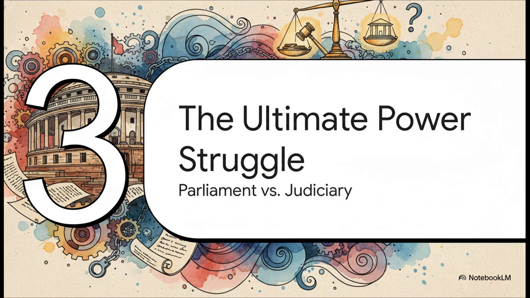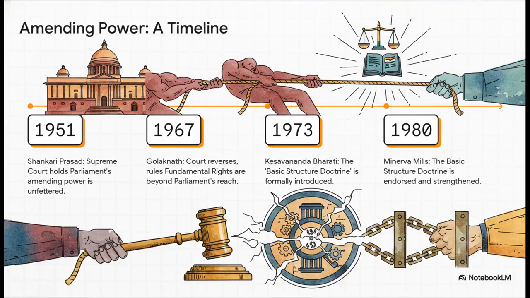Okay, this all leads to the biggest, most fundamental question of all. We've been talking about ordinary laws, but what if Parliament tries to amend the Constitution itself? What if they try to change the very rules that give us these rights in the first place? This very question kicked off a dramatic, decades-long tug-of-war. Seriously, it was a showdown.